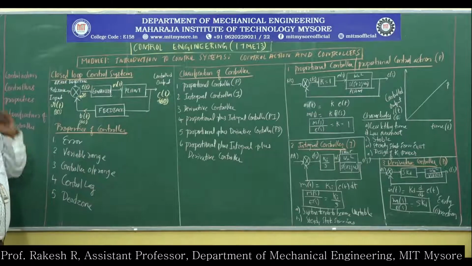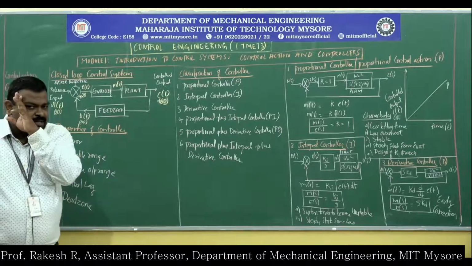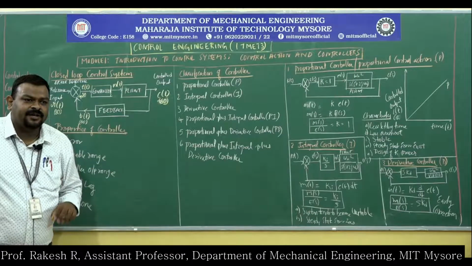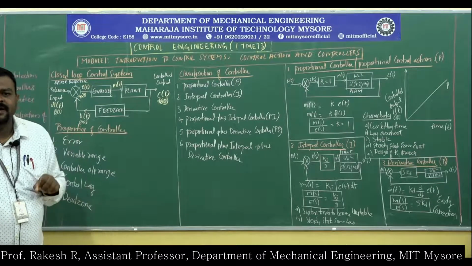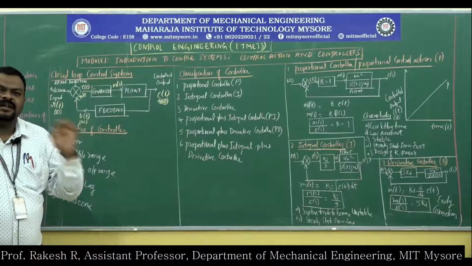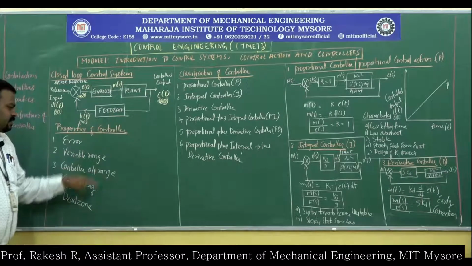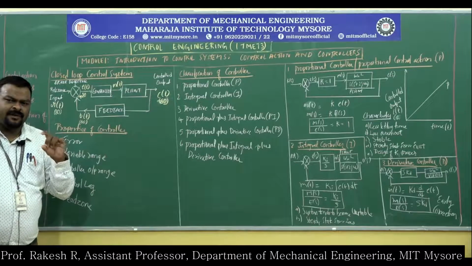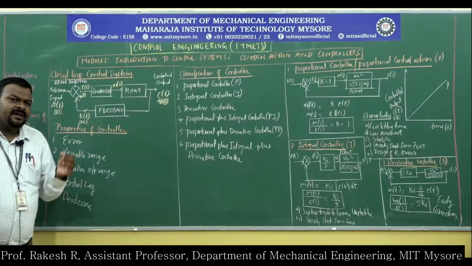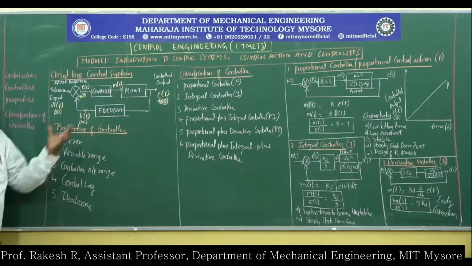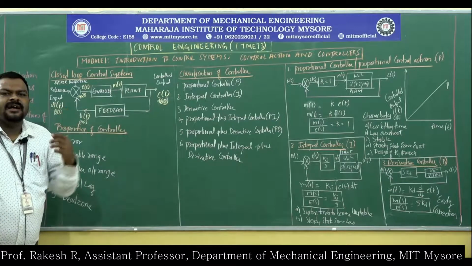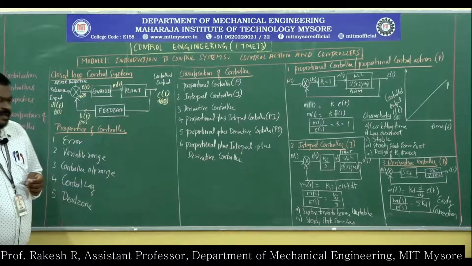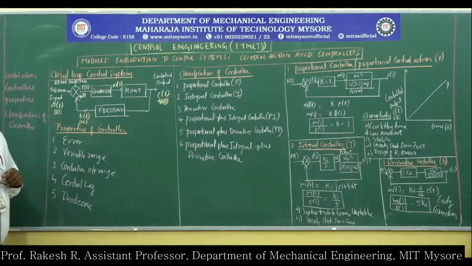So before going to the types of classification of controllers, we will see some of the properties of a controller, which are very required in case of controlling any system. These are the several properties of the controllers, and these are almost self-explanatory. They are all very easy, and in order to adjust these values, we are designing different types of controllers. The first one is error.